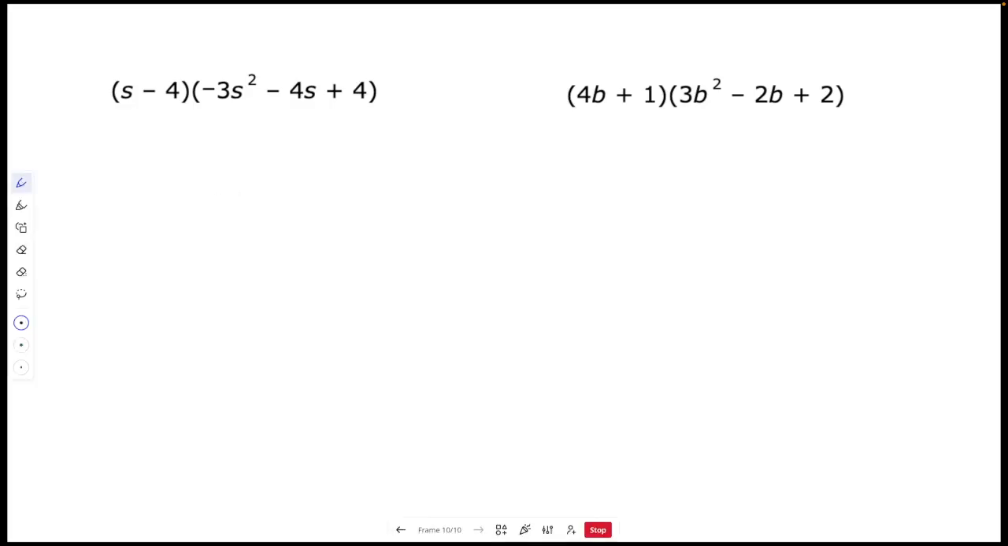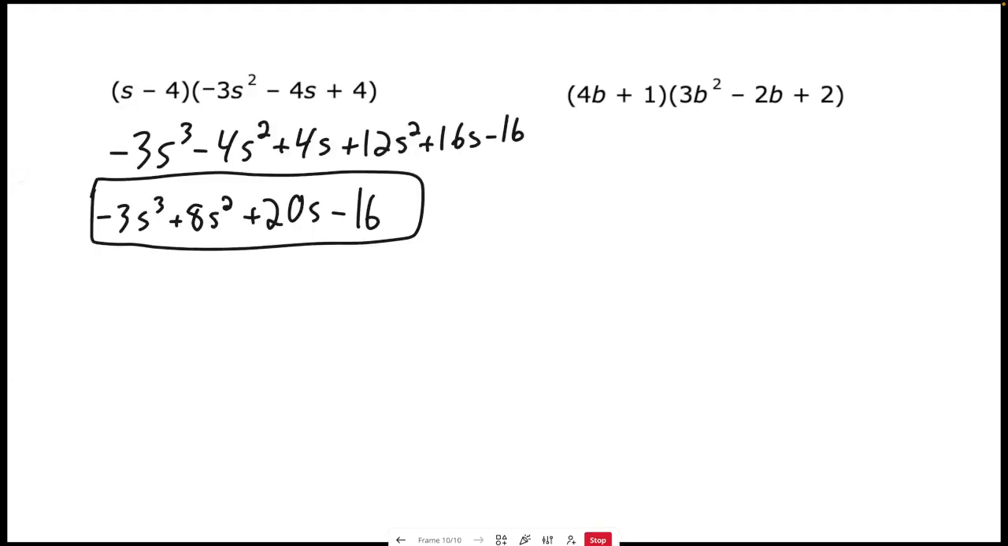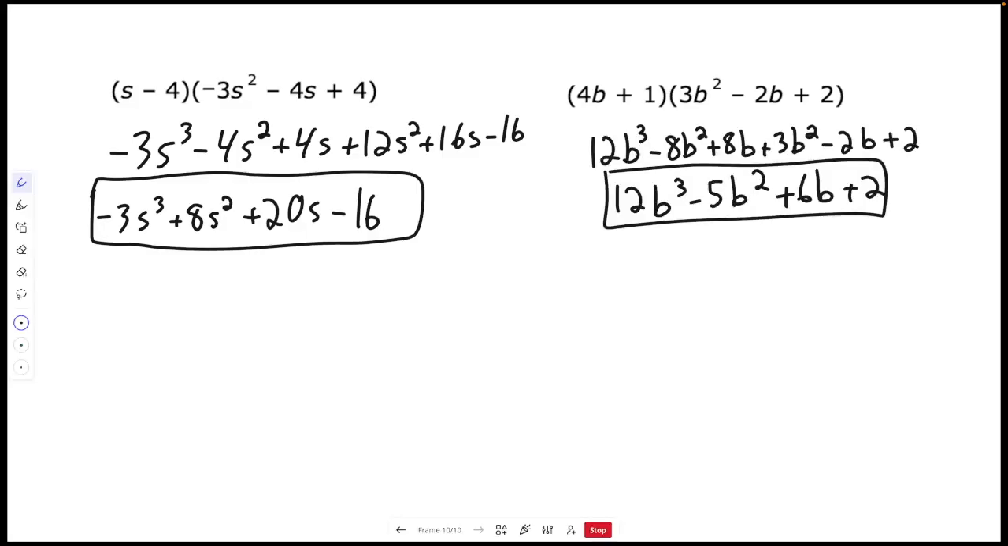Okay, now that you've had time to work these problems, let's check your solutions. Okay, for the first problem, you should have gotten negative 3s cubed plus 8s squared plus 20s minus 16. And for the second problem, you should have ended up with 12b to the third power minus 5b to the second power plus 6b plus 2.